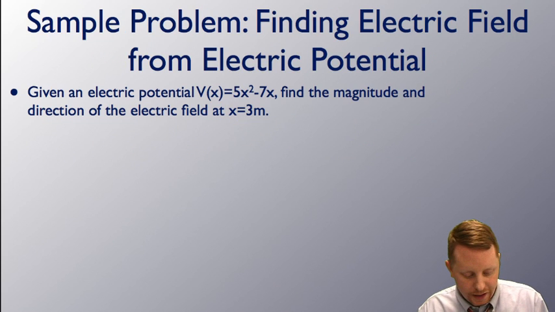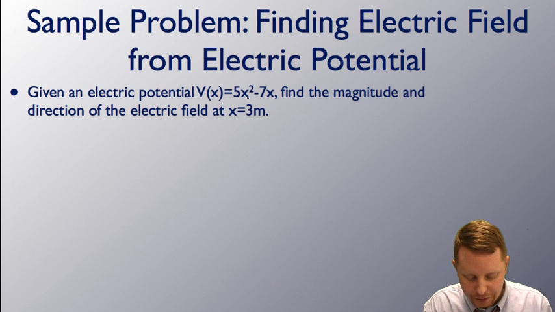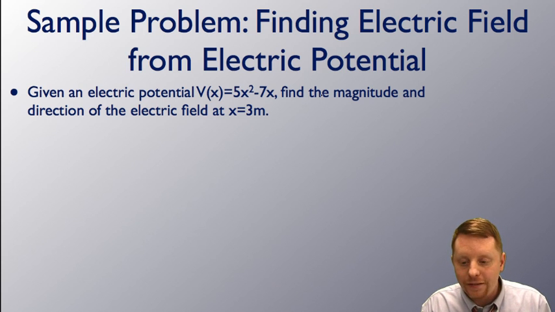All right, let's find the electric field from the electric potential. Given an electric potential function, V of x is equal to 5x squared minus 7x, find the magnitude and direction of the electric field at x equals 3.